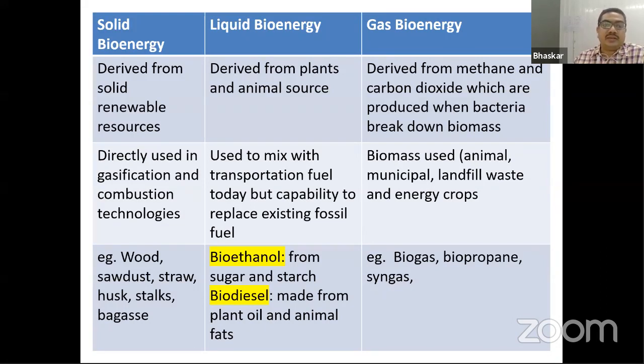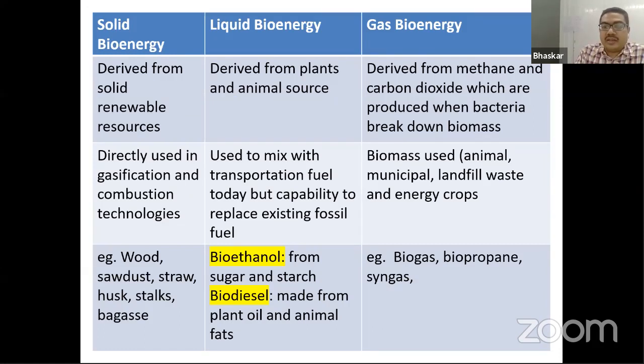So these types of bioenergy have got different applications. The solid one can be used directly, in gasification and in conversion technologies. The liquid one can be mixed with the conventional forms of fuel like diesel or gasoline, and the gaseous one can be used as energy in various applications at a small scale. So at a regional scale, gaseous bioenergy can have very good utility. So it can be from municipal waste, from landfill waste.